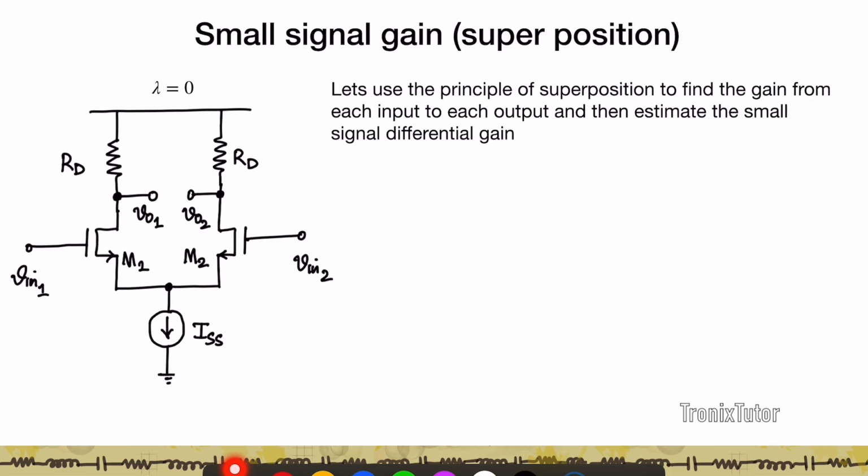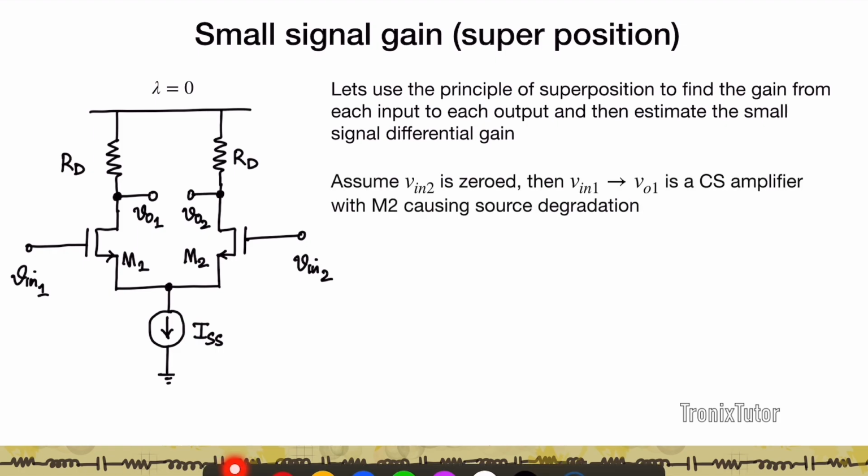Now let's first do an initial ab initio analysis and try to estimate the differential gain using the principle of superposition and what we know about analyzing small signals in circuits. So we'll do that and estimate the small signal differential gain. The way we apply the principle of superposition is we first zero one input and look at the impact of the other input on the two terminals, then we zero that input and look at the impact of this signal on these two terminals. Again, to keep the analysis simple, I'm going to assume that M1 and M2 are perfect transistors with no channel modulation.